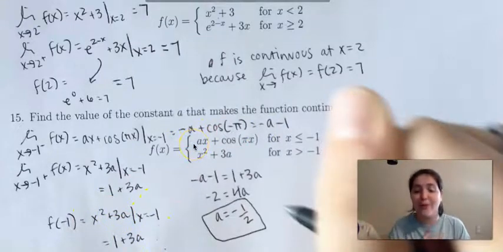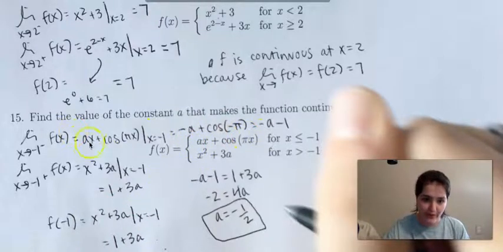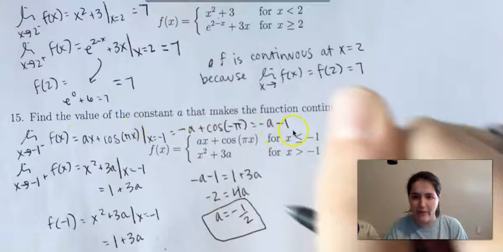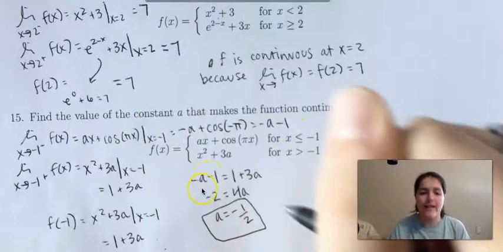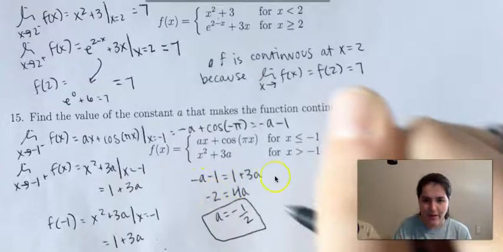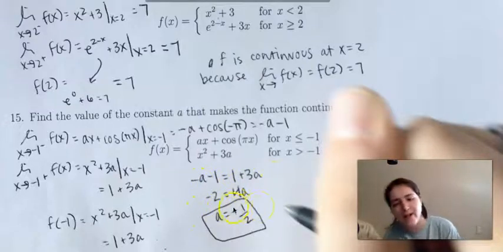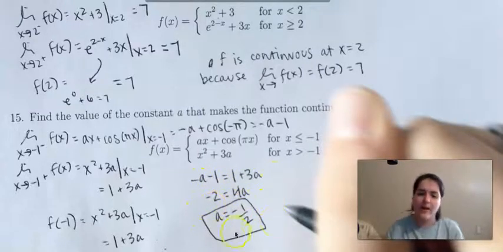If you're doing this with me, you would write this equation on the paper, and then you would do this whole thing again, and you would have -a minus 1. And then, as I was saying earlier, we set the equations equal to each other. Negative a minus 1 equals 1 plus 3a. And then we subtract the 1, subtract the 3a, negative 2 equals 4a. Divided by 4, a equals negative 1 half.